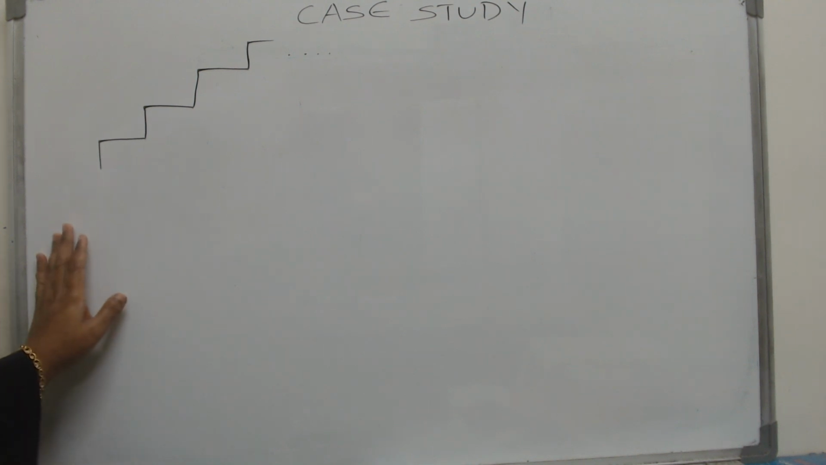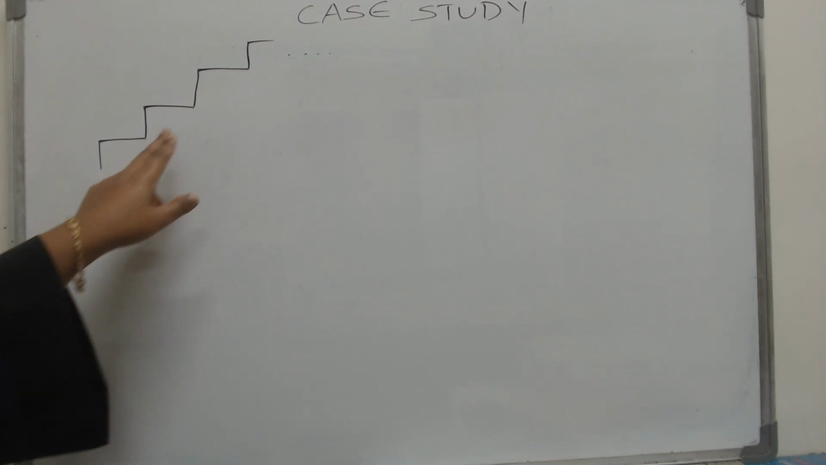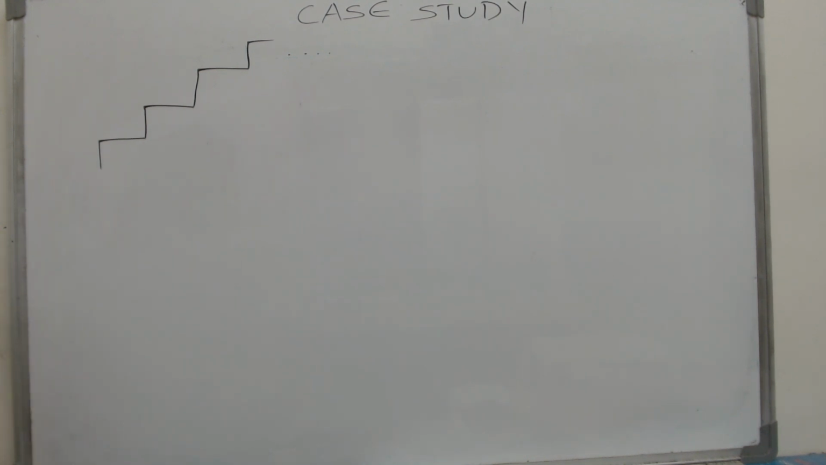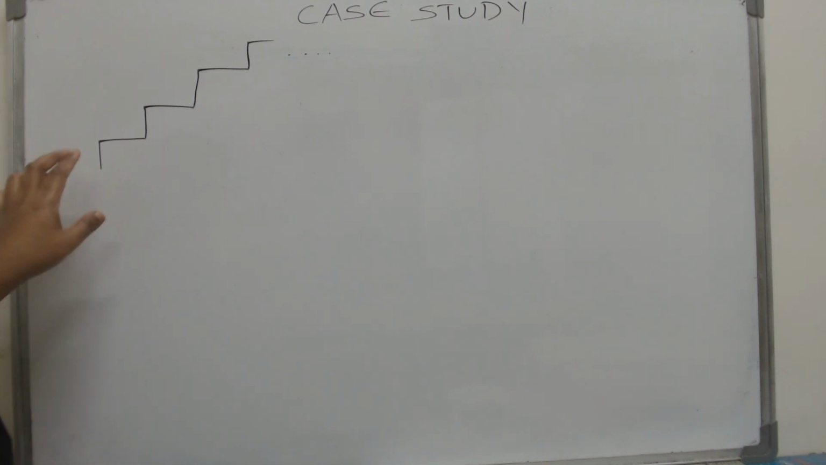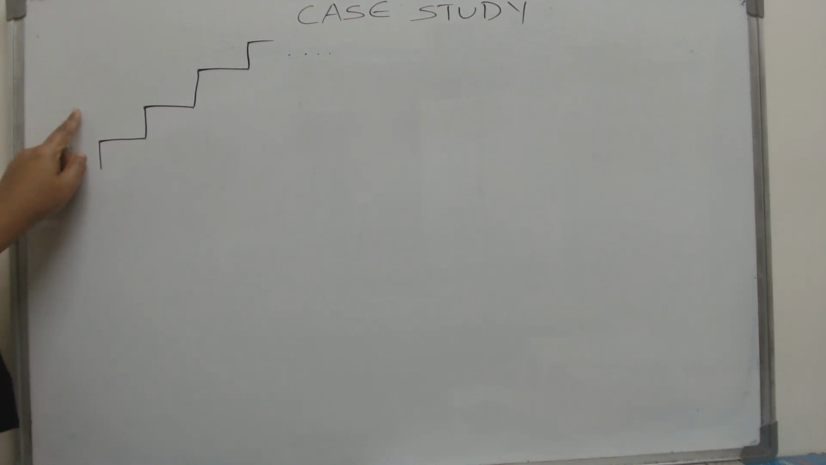Here we have a case study question based on arithmetic progression. There is a terrace at a football ground and there are 15 steps in that terrace, and we have to answer some questions related to these steps. Now, what is the information given?